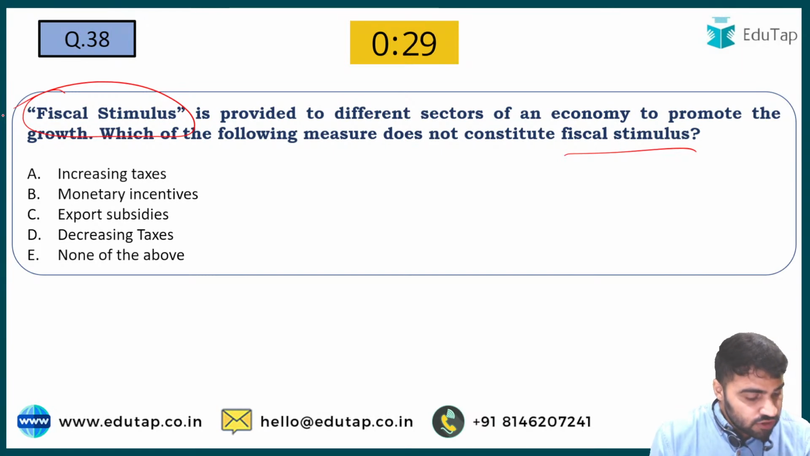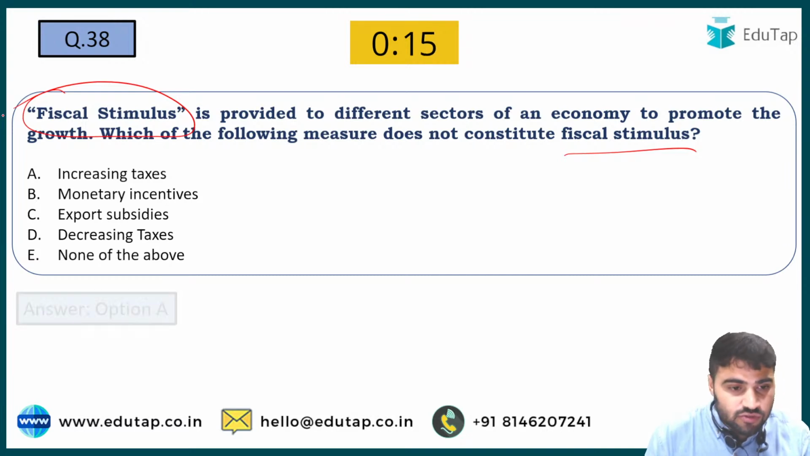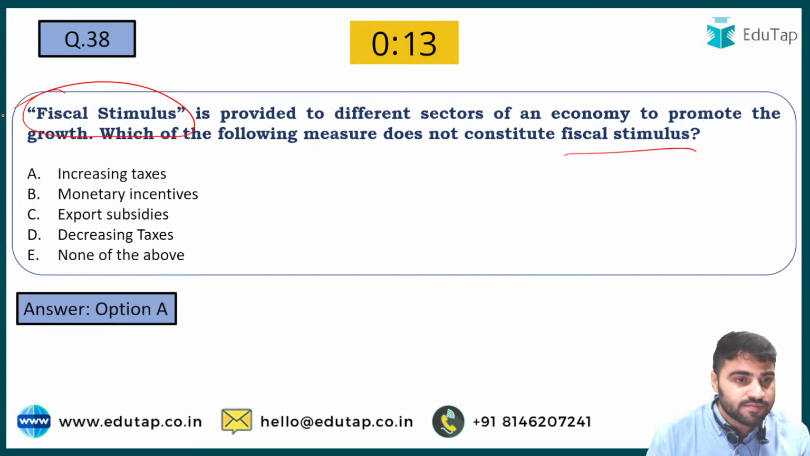So Nilesh is saying 38th A, Isha is saying 38th A, Hemant A, Nikhil, Selva, you all are saying option number A. Aditi, Dilip. So right answer for this question is option number A only, right?